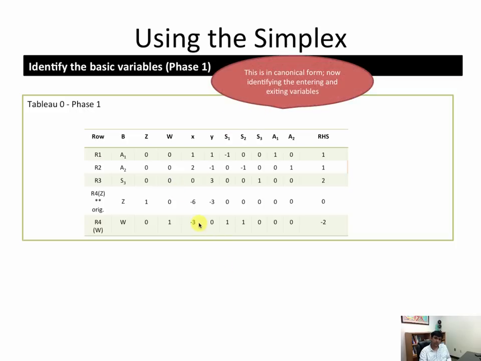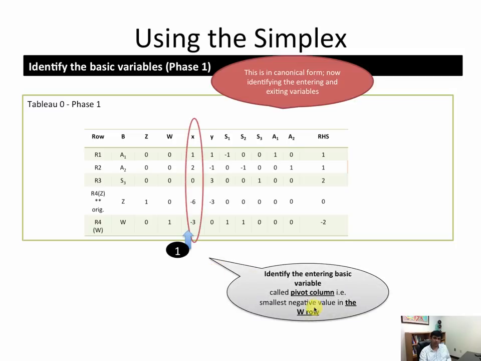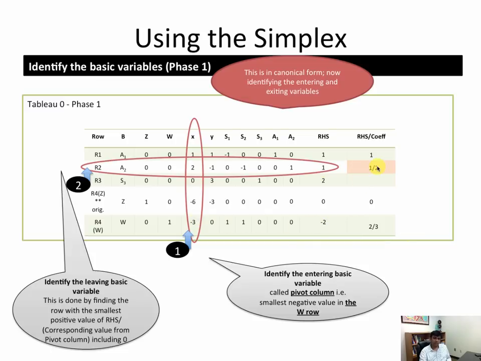So we look at this, X has a negative value, and that will be our pivot column. And in this case, we are looking at the W row, the last row. And the ratio of right hand side becomes 1 divided by 1 is 1, 1 divided by 2 is 1 by 2, minus 2 divided by minus 3 is 2 by 3. We identify the leaving variable will be A2 and the entering variable will be X.